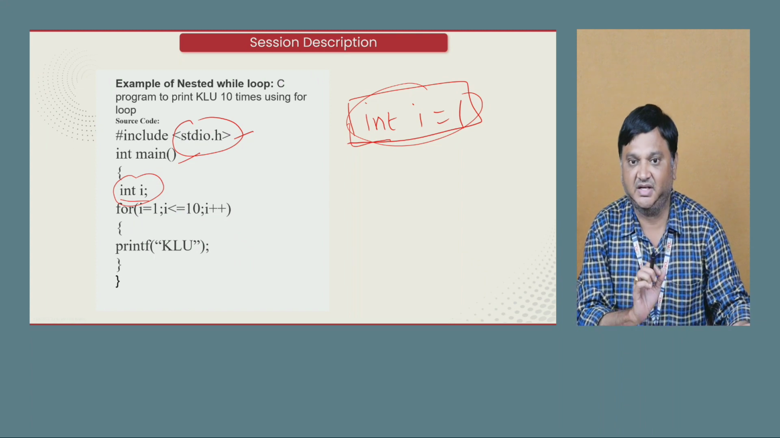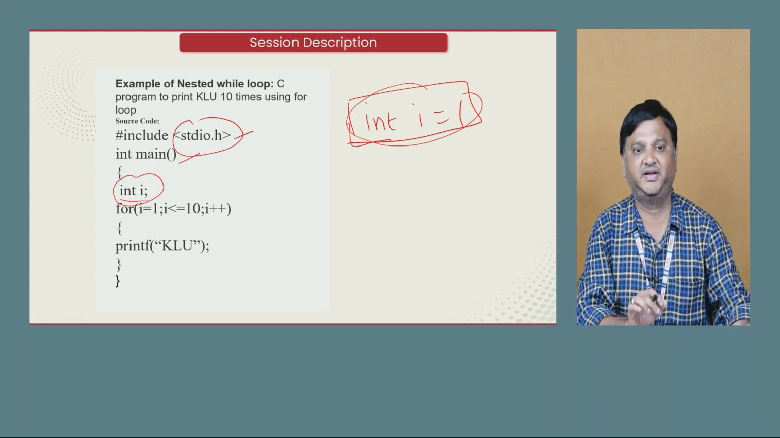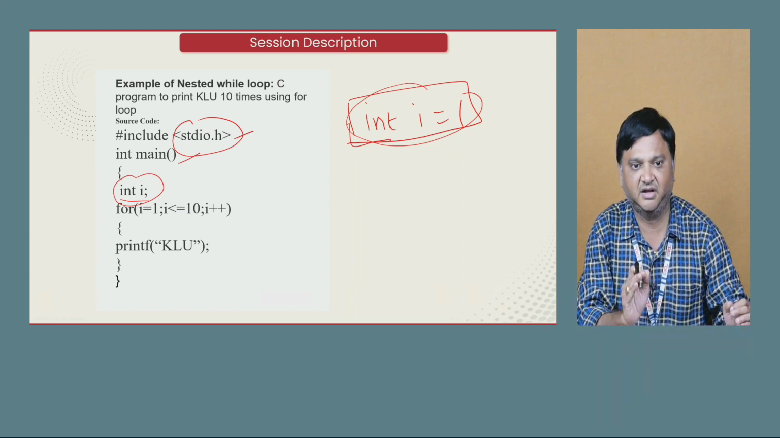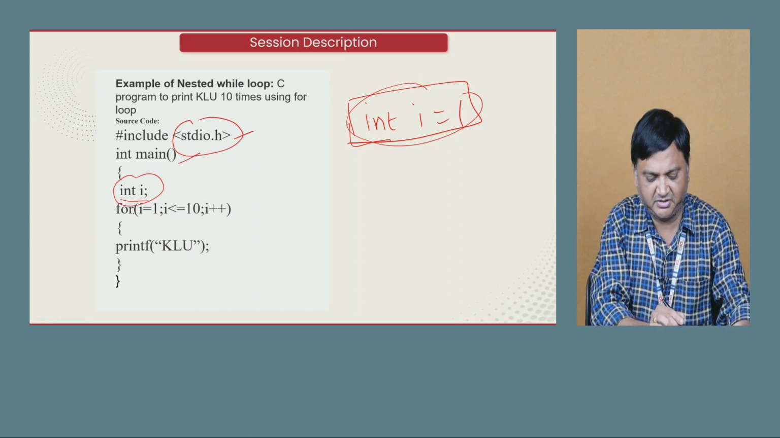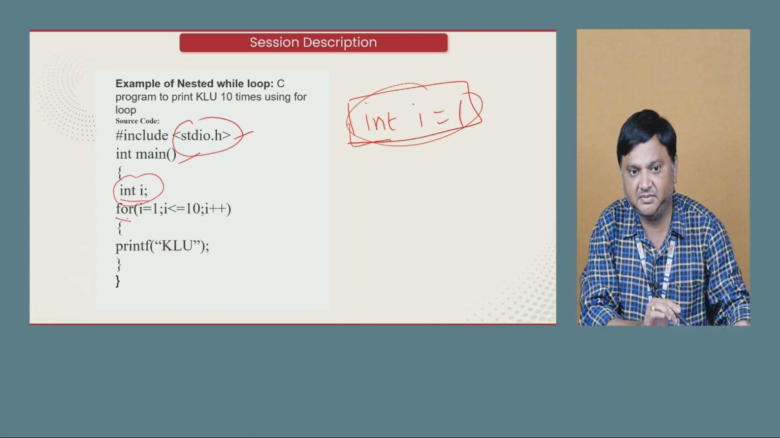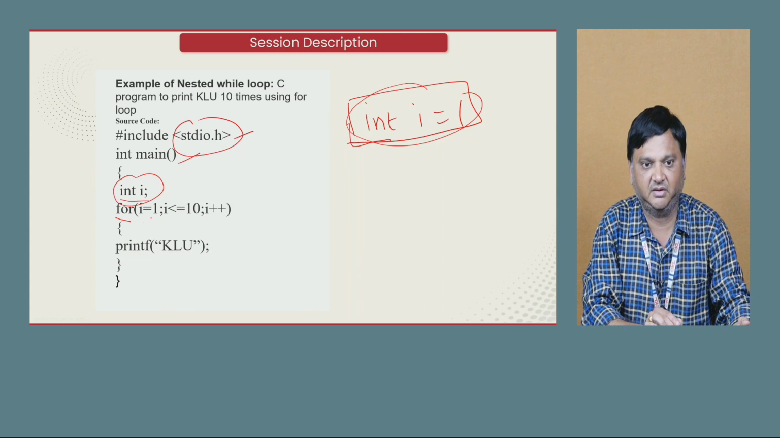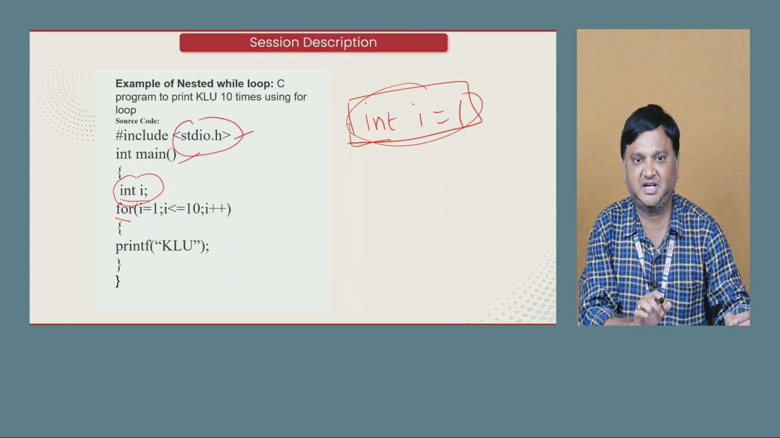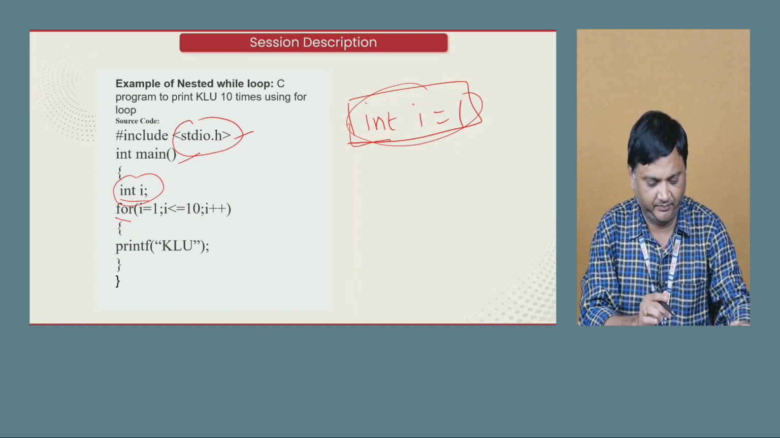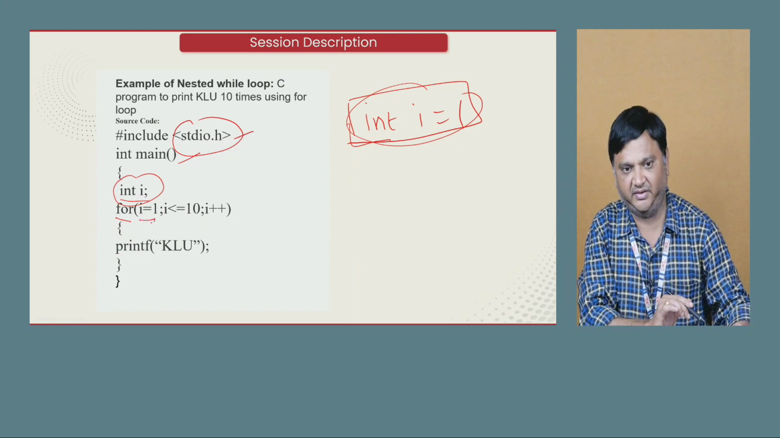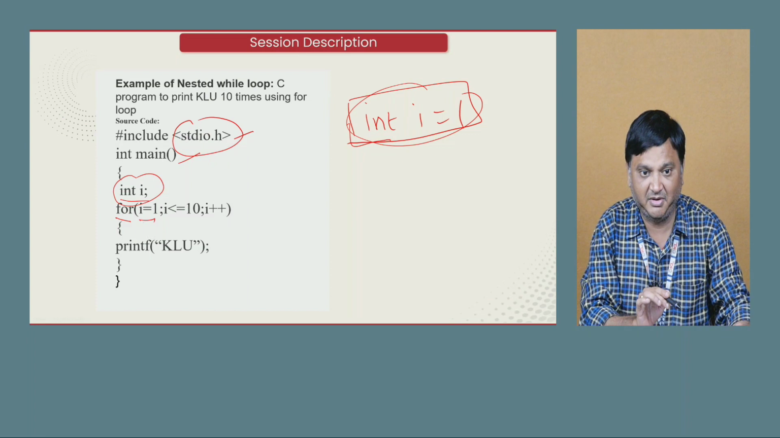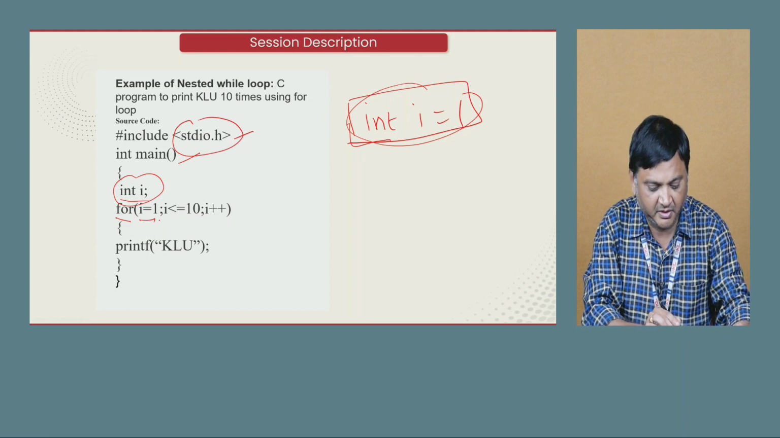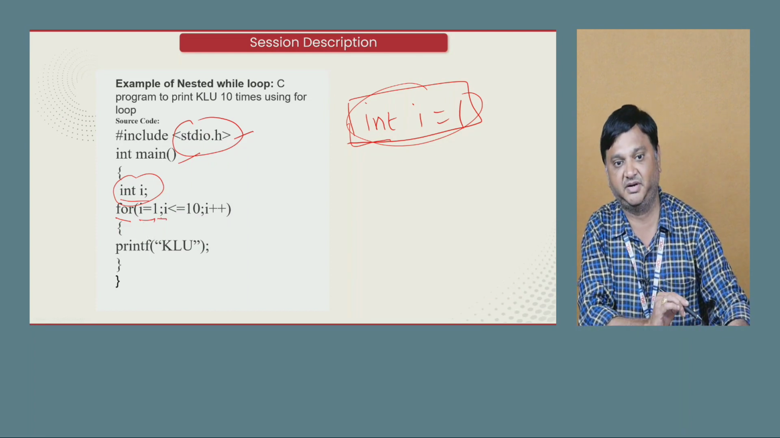As I told you, in the syntax of a for loop, you can write all the three statements in the for. If you carefully observe, what is the initial value, my dear students? i starts with 1, because my question is I want to print KLU 10 times. So you have to start from i = 1. So i = 1, initialization, followed by a semicolon. We have seen the syntax of a for loop. It has to be followed with a semicolon, my dear students.